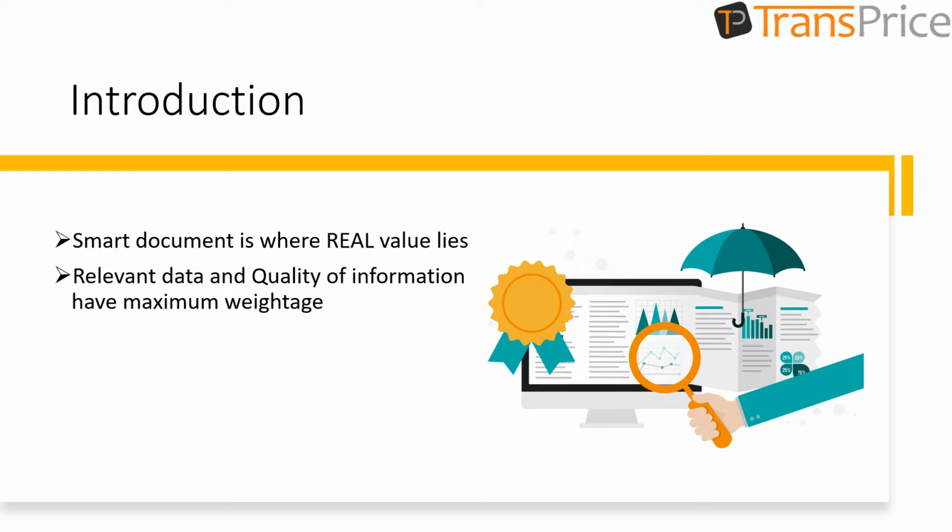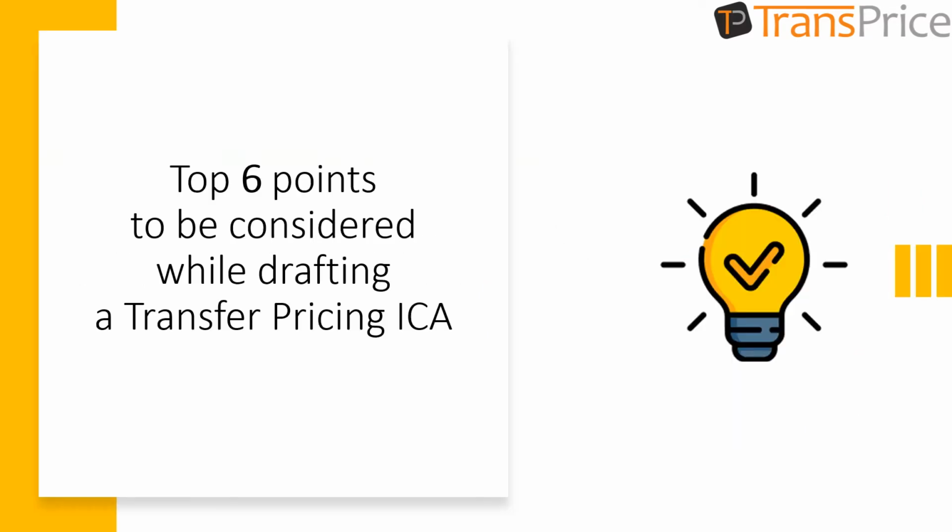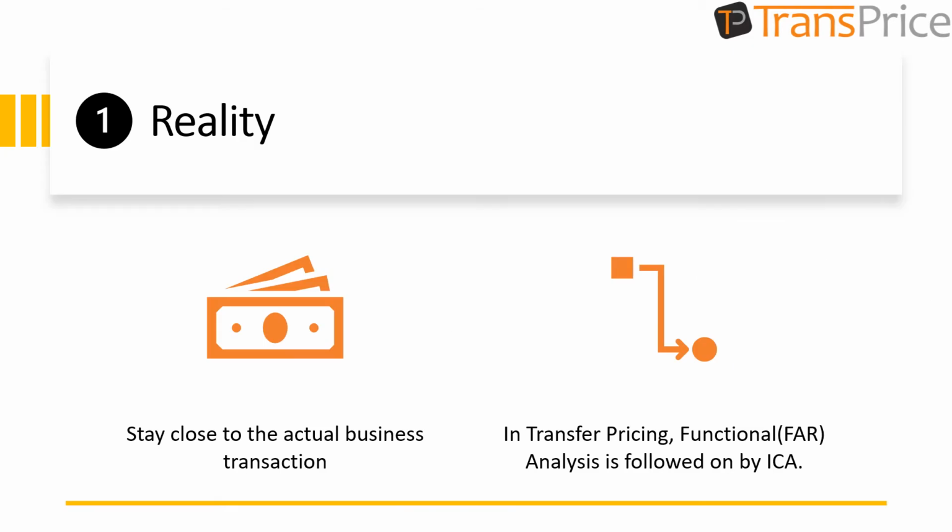So, how should you keep the ICA relevant and sharp? Here are the top 6 points to be considered while drafting a transfer pricing intercorporate agreement. First, reality. Stay close to the actual business transaction. A draftsman often is so involved in perfecting the document from the drafting point of view that he forgets to keep the document as real as possible. In transfer pricing, the functional analysis is the first step and the ICA follows thereafter.